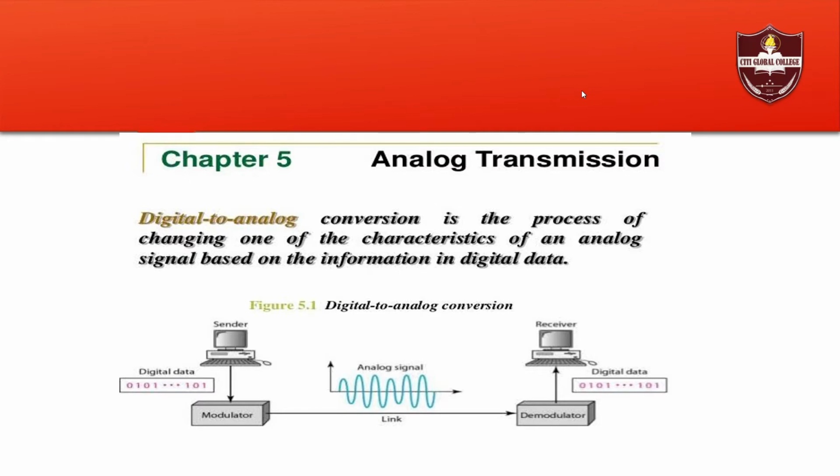Digital to analog conversion is the process of changing one of the characteristics of an analog signal based on the information in digital data. Figure 5.1, Digital to analog conversion, shows how the digital signals which have a binary state are converted to analog signals which theoretically have an infinite number of states.